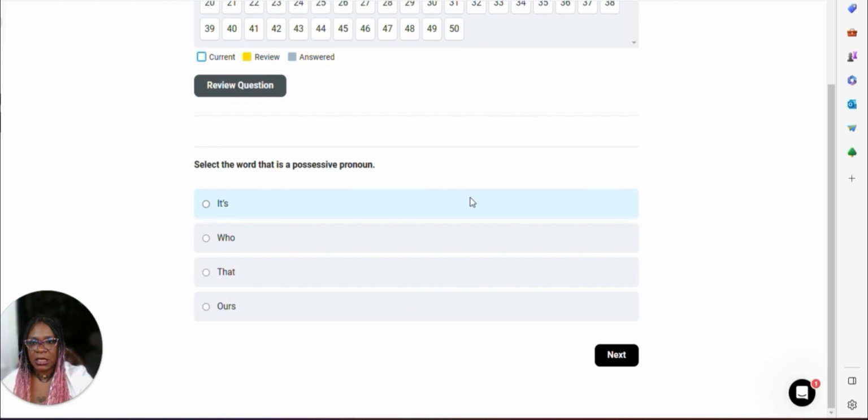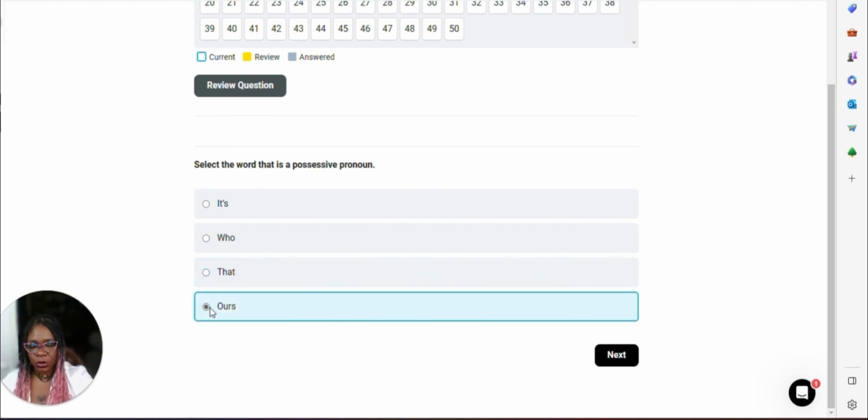Question number 16. Select the word that is a possessive noun. Is it its? Is it who, that, or ours? Possessive noun, meaning possession, right? Something you have. Well, I'll give you a second to think about that one. All right, so the answer is going to be ours.